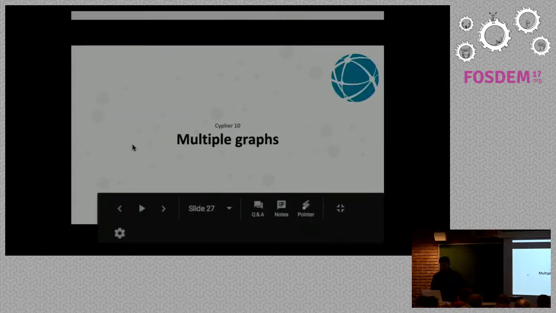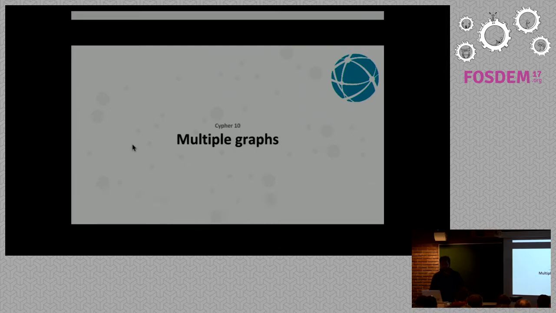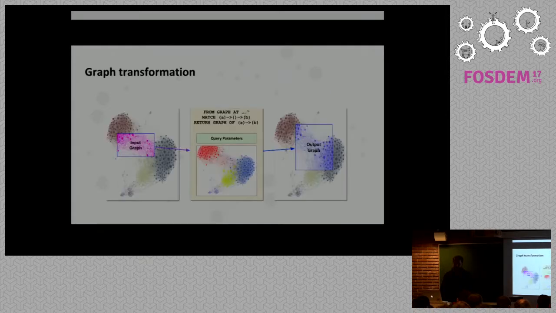Let's talk about another big topic for Cypher 10, multiple graphs. So what people sometimes want to do is they want to take an input graph, select something, and then they return a tabular projection. But what if instead of returning a tabular projection from my graph, I actually want to return a subgraph, and then maybe do something with that subgraph, right, instead of extracting a table? That's the whole idea.